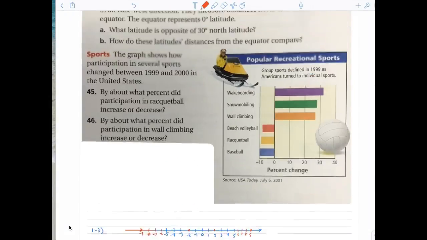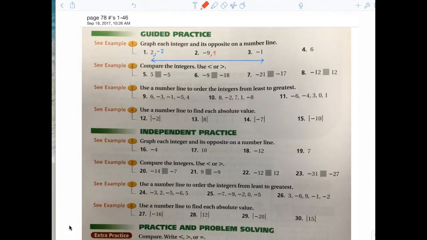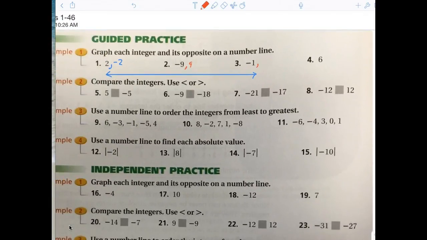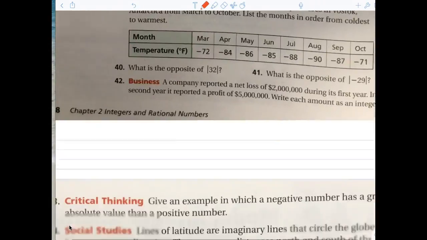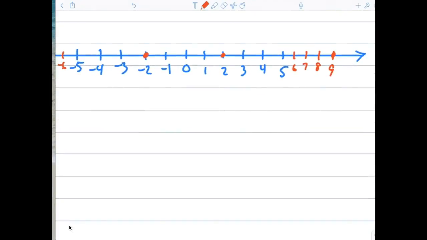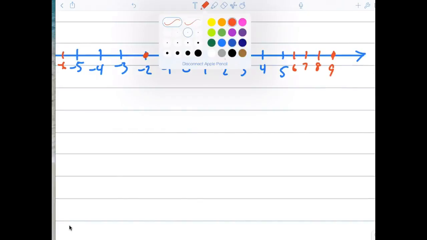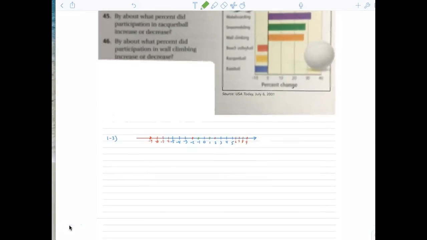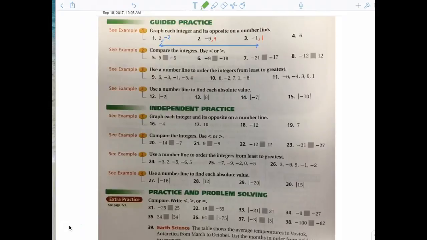So let's look at question number 3 now. Question number 3 is I got to graph what? Yeah, -1 and what? 1. So that's good because we already have it graphed. So let's graph -1 and 1. Change colors here. So -1 and 1. And the last one we had to graph was what? 6 and -6. Is that what it was?